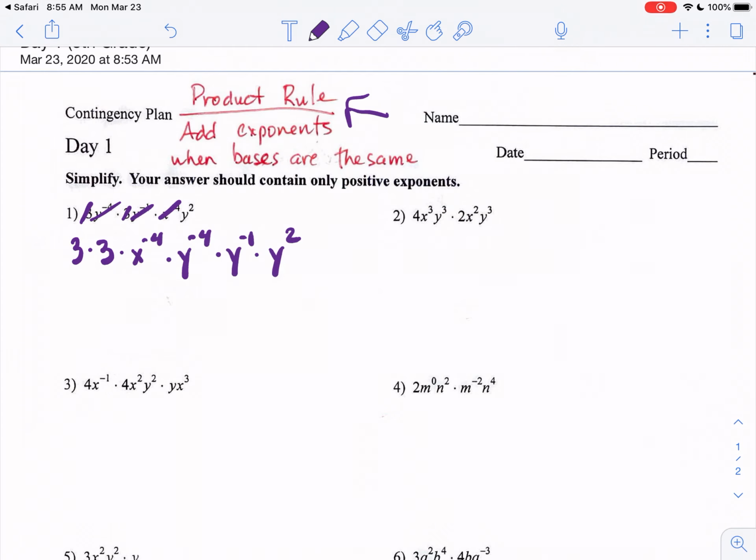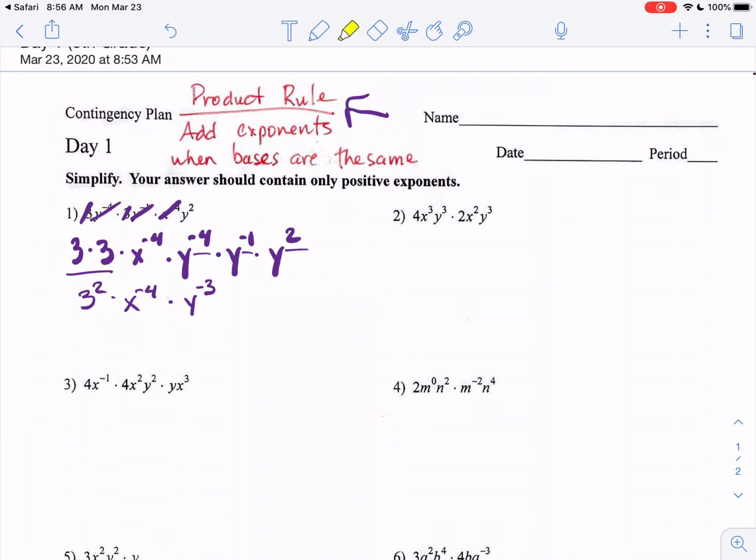Okay, so now I can combine like bases. So 3 times 3 is 3 squared times x to the negative 4th times, now I have to add all my exponents together here. So negative 4 plus negative 1 is negative 5, plus 2 is negative 3, so it'd be y to the negative 3rd power.